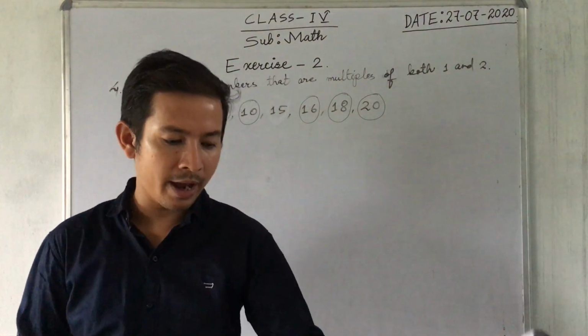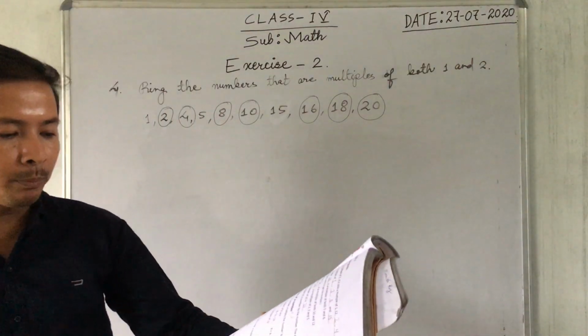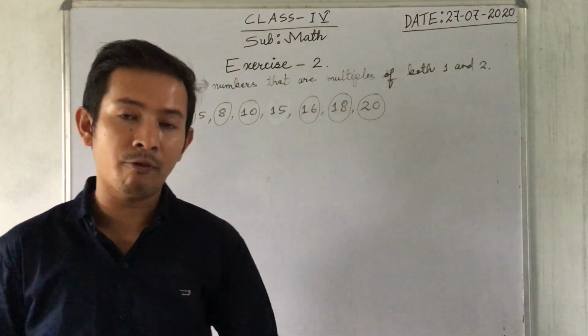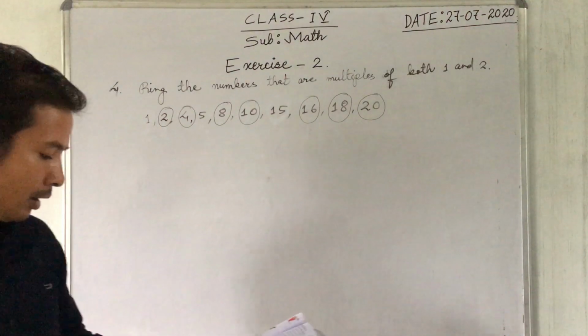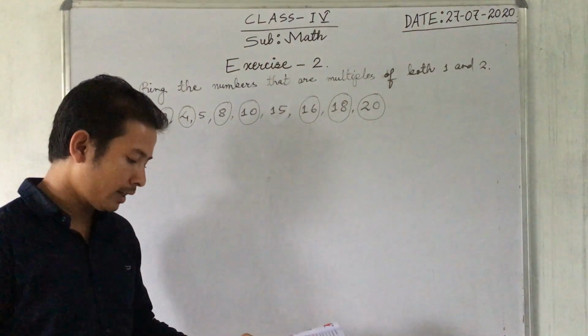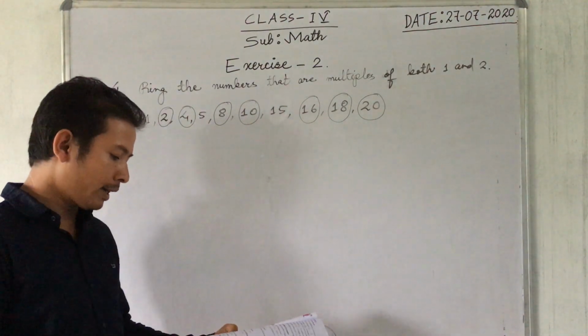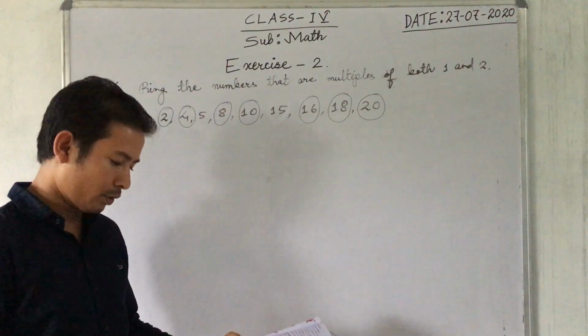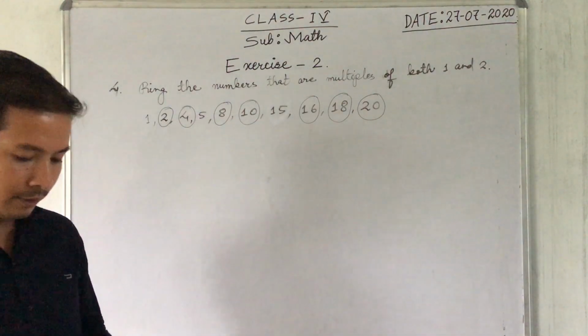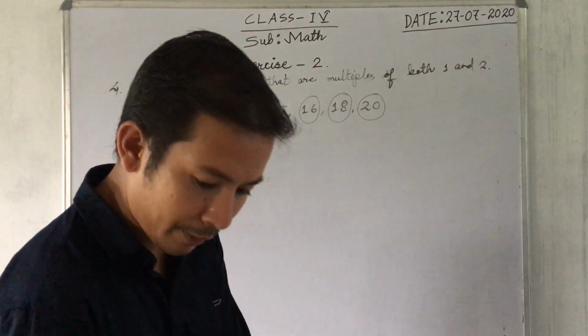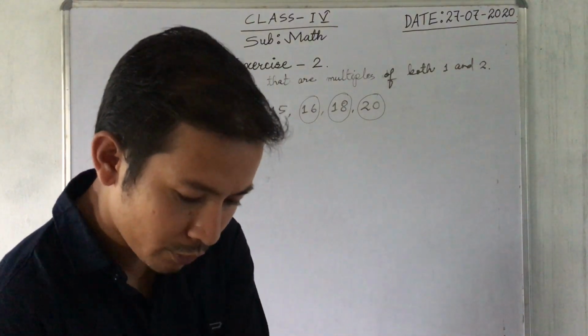In question number 5, ring the smaller numbers that are multiples of both 3 and 5. In question number 5 also, many numbers are given. You have to find out the multiples of 3 and 5. You have to do it yourself. There are many questions. I will give you as homework. You must do it at home.